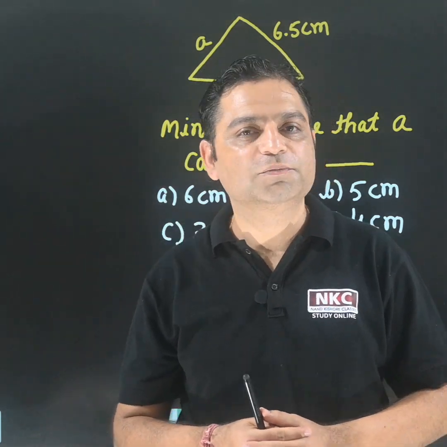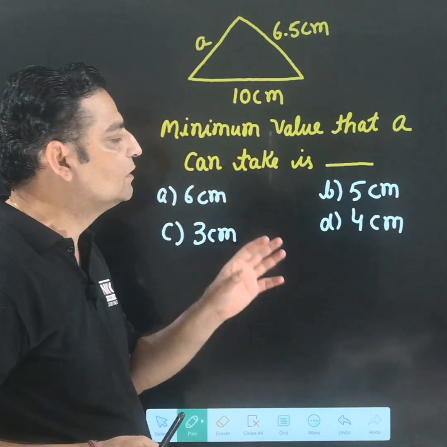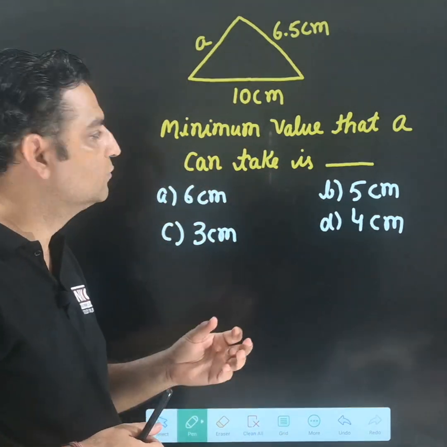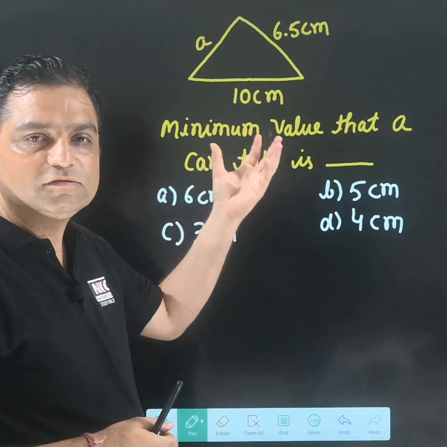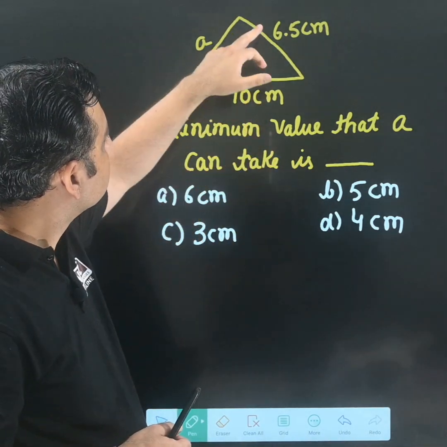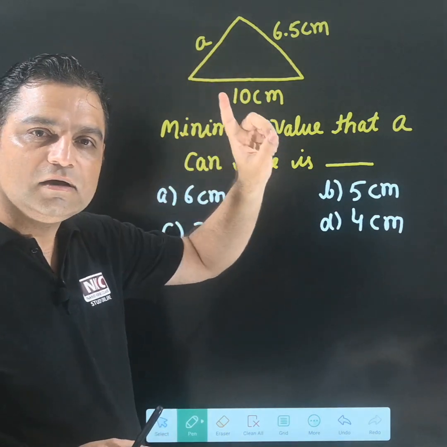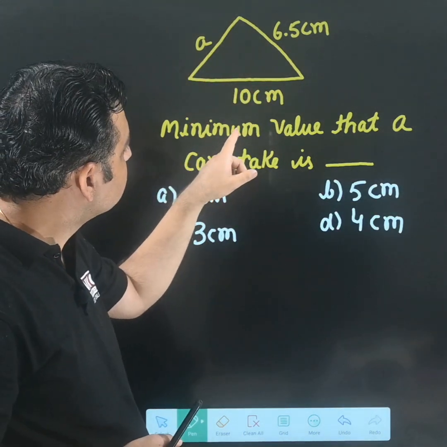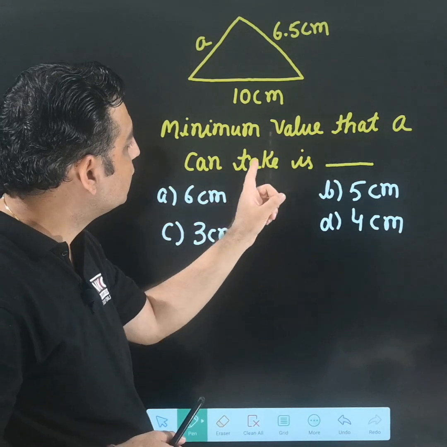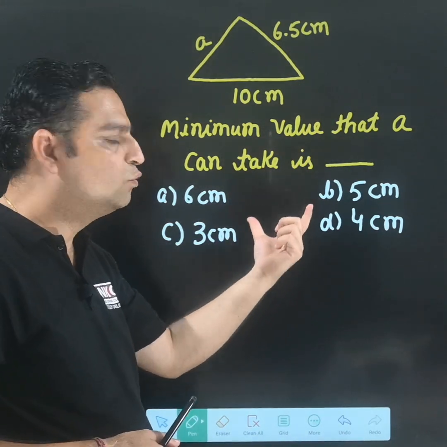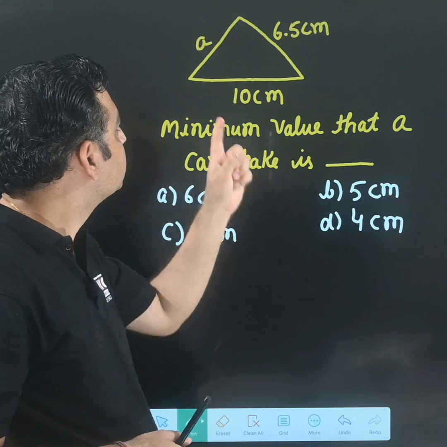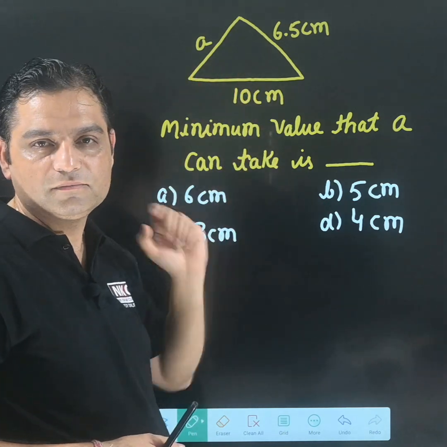Today's lecture is going to be very interesting. Please read the statement carefully. It's a geometry question, triangles based. There is a triangle given, two side lengths are given and third side is unknown. The question is: what is the minimum value that A can take? Out of these four values, what can be the minimum value of A?